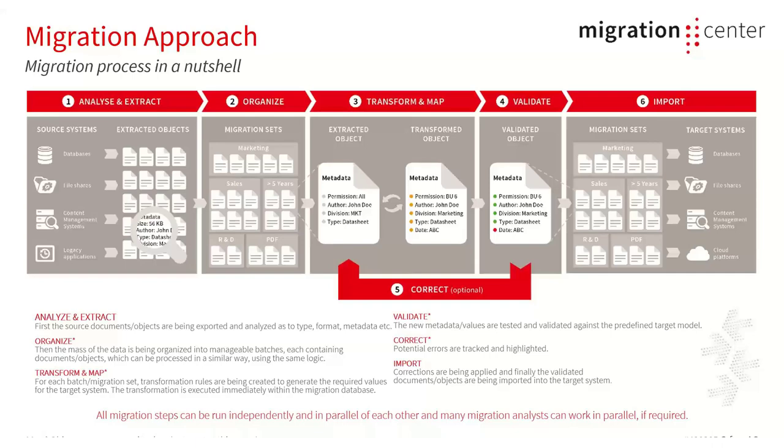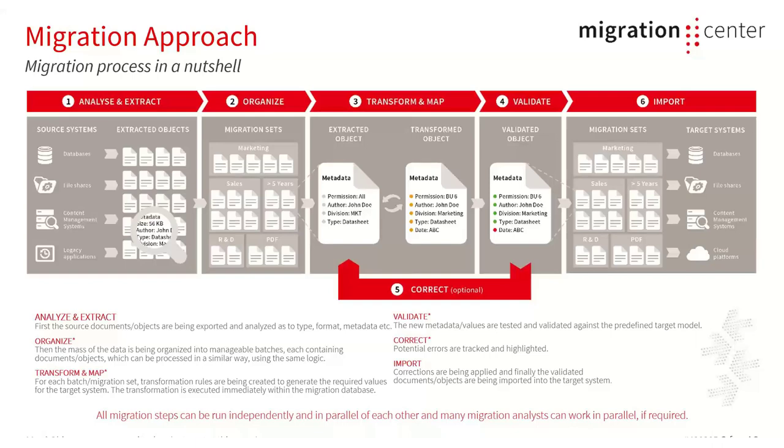So you build migration sets, like, let's say, marketing, sales, or maybe put all documents which haven't been modified in the last 5 years into an archive migration set, or put all PDFs into one migration set. As I said, that's totally flexible. Once you have one migration set, you go ahead to transform and map, and also validate and correct, because they belong together more or less, since you do those steps on one migration set.